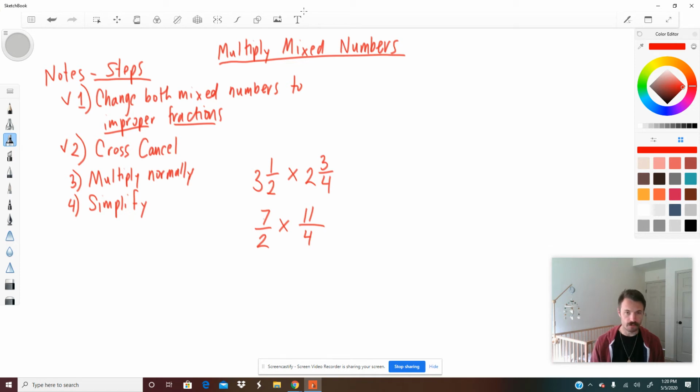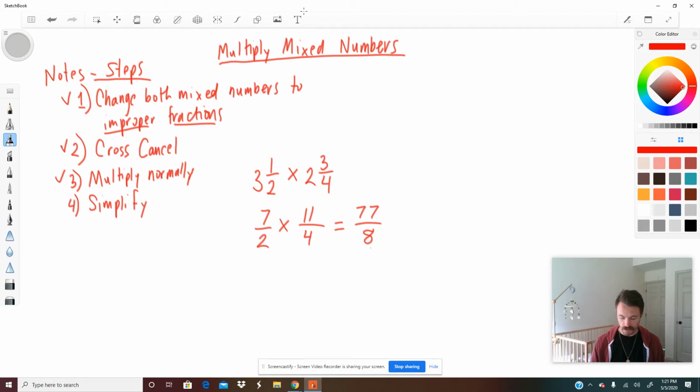Step 3 is multiply normally. So you multiply your numerator times your numerator and your denominator times your denominator. 7 times 11 is 77. 2 times 4 is 8. Okay, that's that step, multiply normally. And step 4 is simplify.